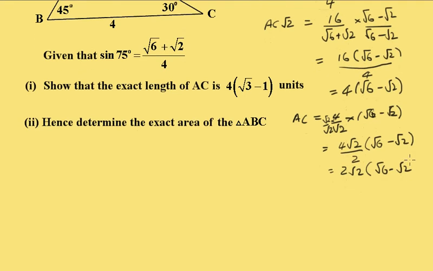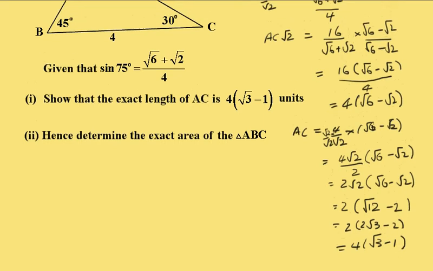Still hasn't quite got it, have we? I'll take the root 2 inside and I get 2 outside of, now that becomes the square root of 12 minus 2. However, root 12 can be simplified to 2 root 3 minus 2. And of course the 2 comes out and we get the desired result, 4 outside of root 3 minus 1.